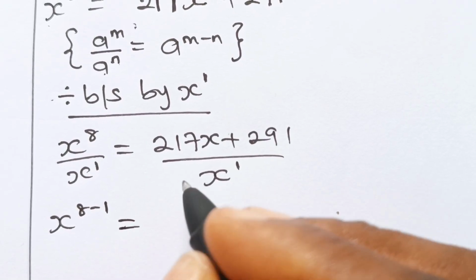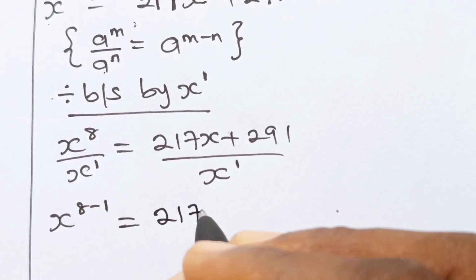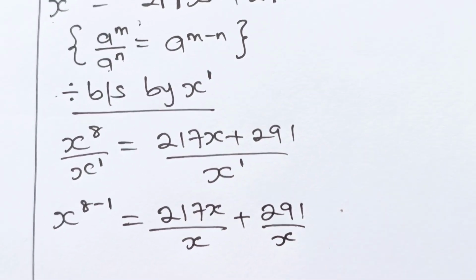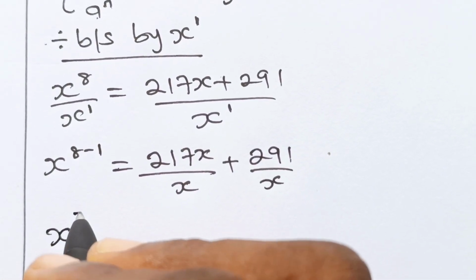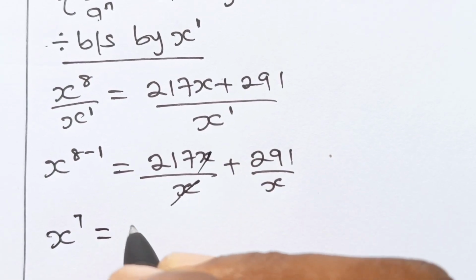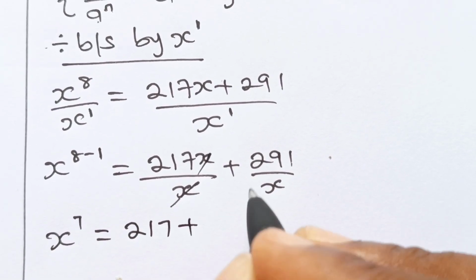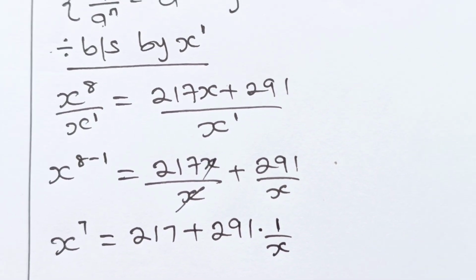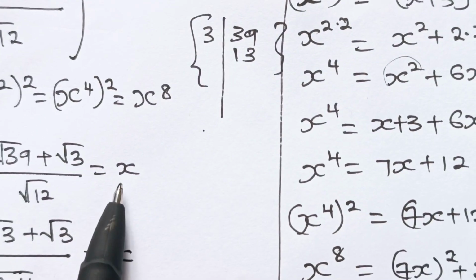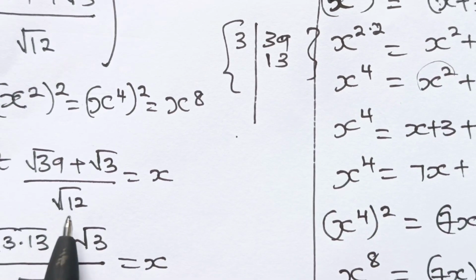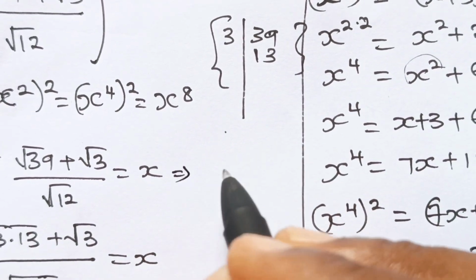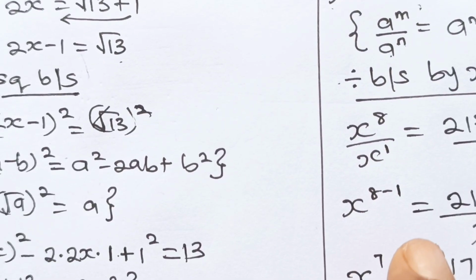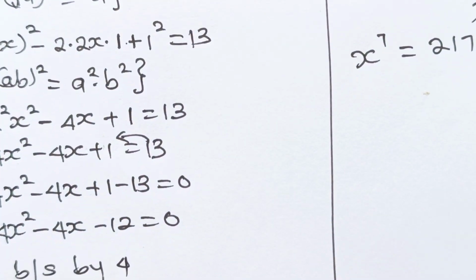Law, sorry, is equal to 217x divided by x plus 291 divided by x. So we have x to the power of 7 is, when we divide this, 217 plus the same thing as 291 multiplied by 1 over x. Now note that if our x is equal to this, it implies that 1 over x, okay, let's use the simplified version.